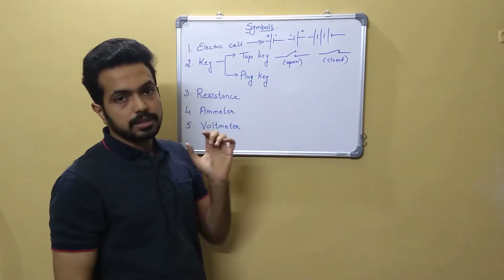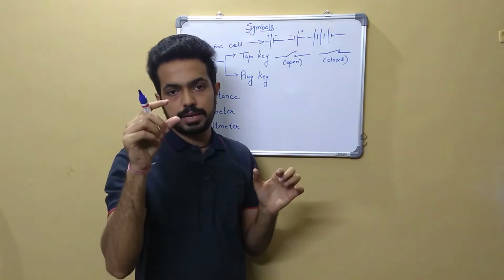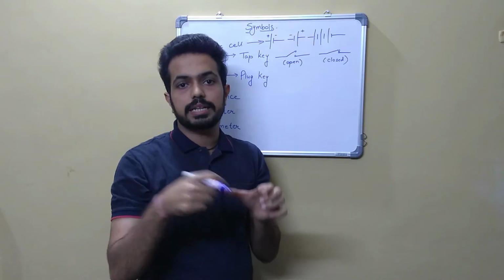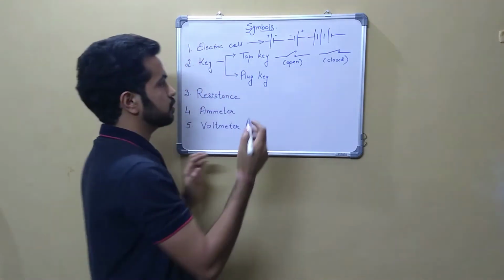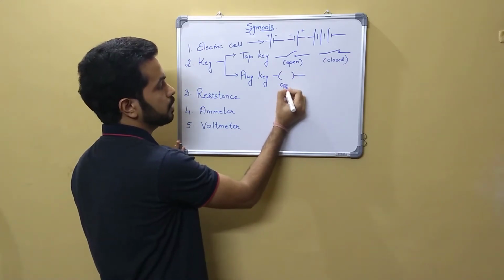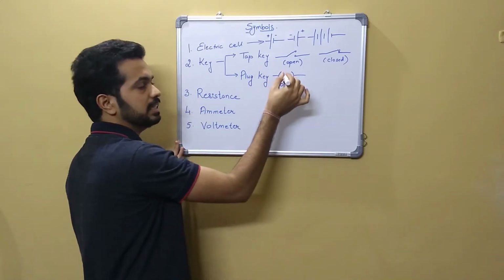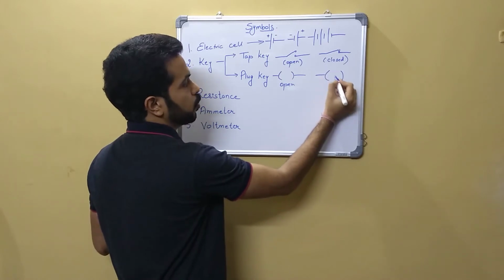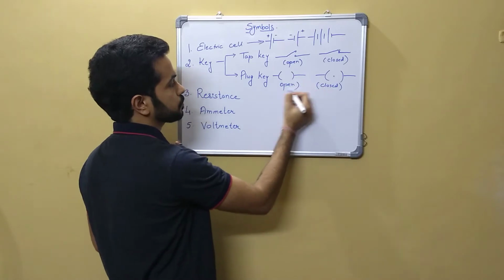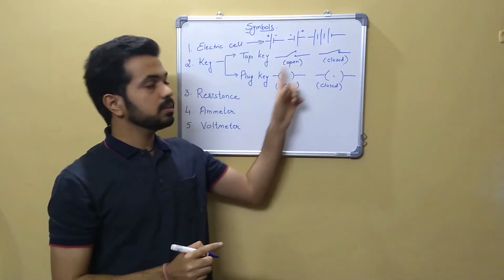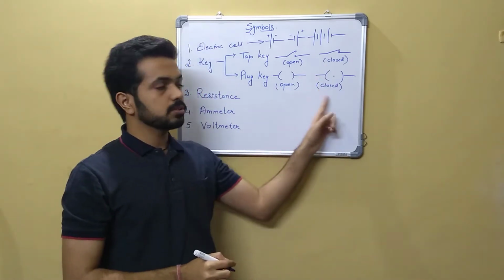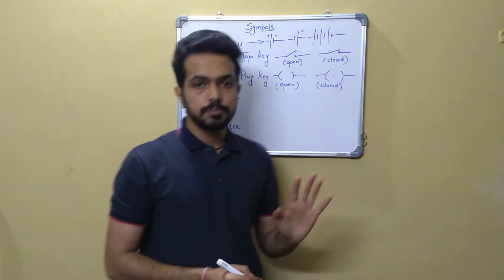Let's talk about plug key. Now how does a plug key look? We have a device in which we'll be putting it inside. This is how we'll be plugging in the key inside, and that is when the circuit will be completed. So to show a plug key, open plug key, this is how we show it. This is an open plug key, and when we plug that key inside it, it becomes a closed plug key. This is how you show a closed plug key. Always remember, whenever the key is open, there is no current flowing in the circuit, and whenever the key is closed, there will be current flowing in the circuit.